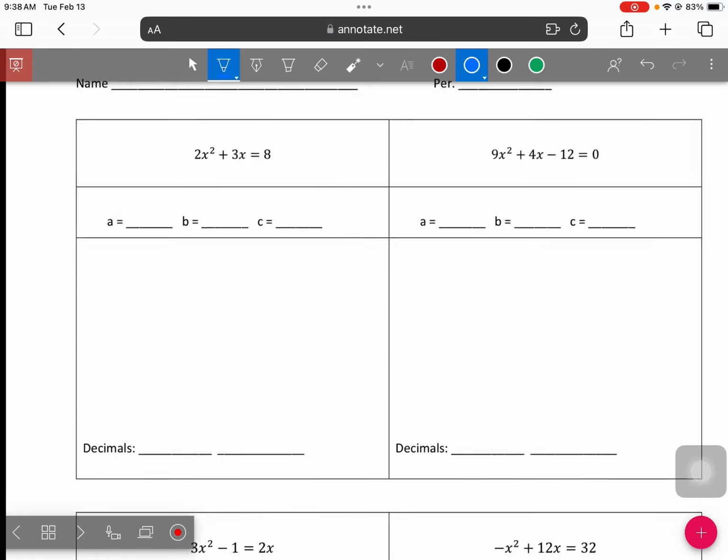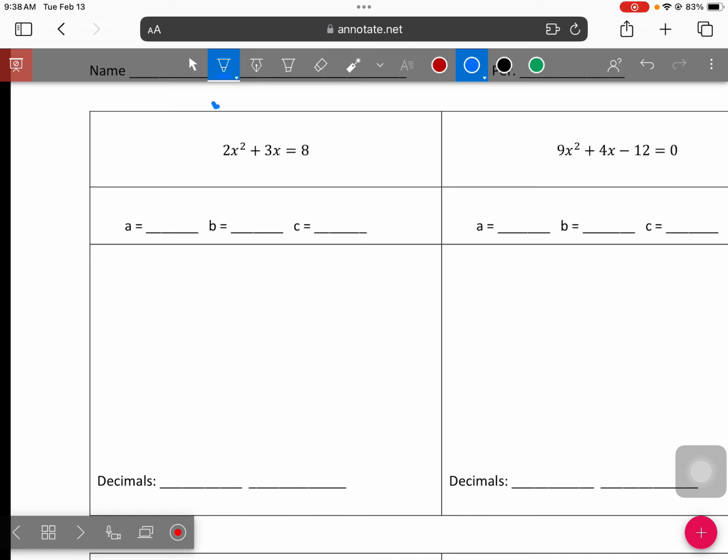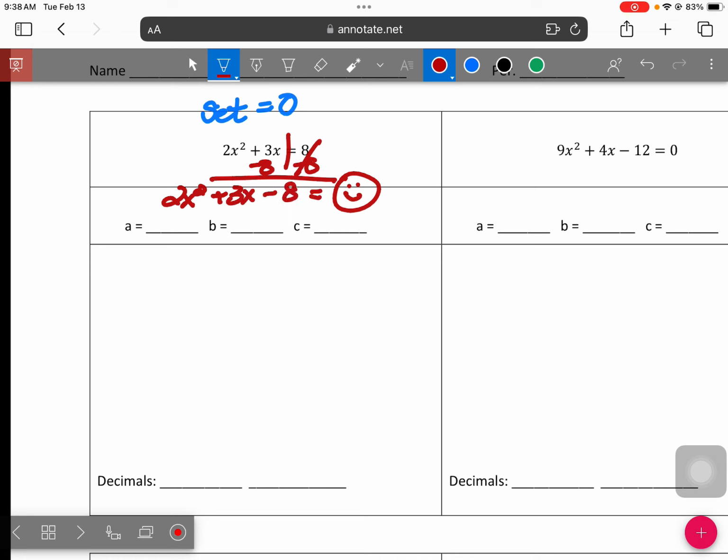So I would need to put it in standard form, meaning set the equation equal to 0, which means I would need to subtract 8 and subtract 8. The 8s are going to cancel. That gives me my 0 on the end, which makes me happy. 2x squared plus 3x minus 8 equals 0.